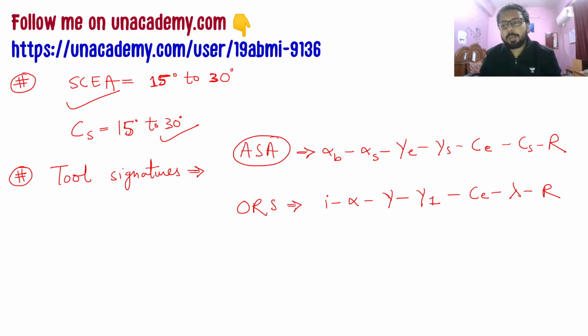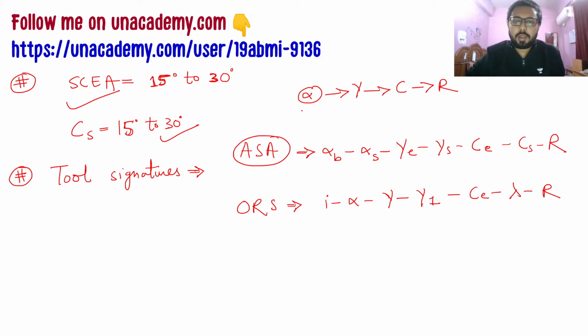This tool signature that I am showing right here on the screen will be given directly without writing what they represent. So you have to remember in which order these angles are written, because, as you can guess by the name, these are signatures. It will provide you the same order of information every time. To remember this ASA, first the rake angle is coming, then the relief angle, then the cutting edge angle, and at last the nose radius.